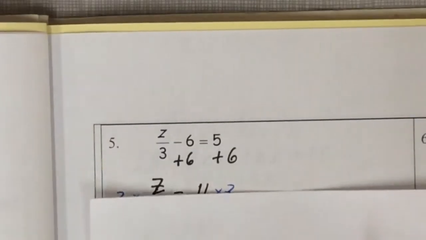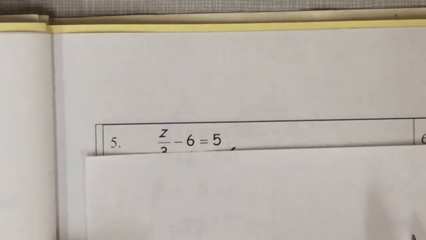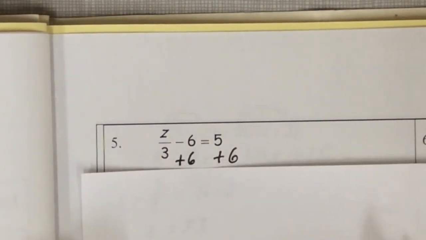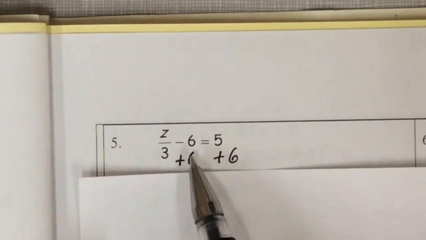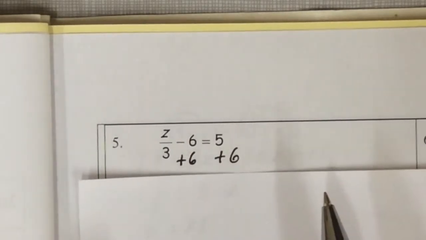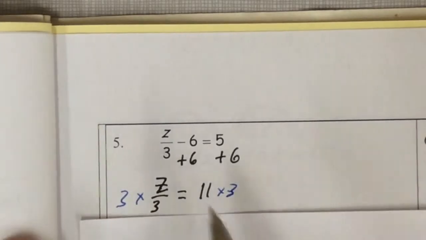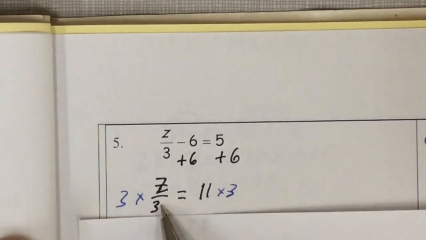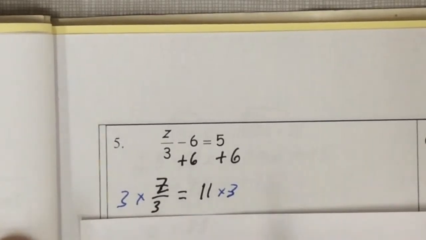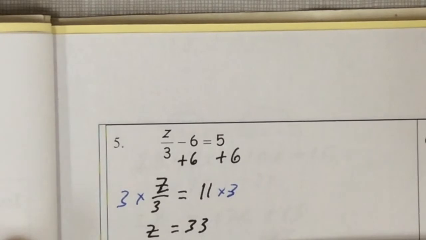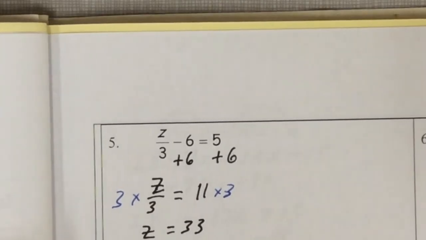And example 5 here: z over 3 minus 6 equals 5. Add 6 to both sides. Then you're left with z over 3 equals 11. You want to get rid of the 3, so multiply by 3 on both sides, and you get z equals 33. So that's that one.